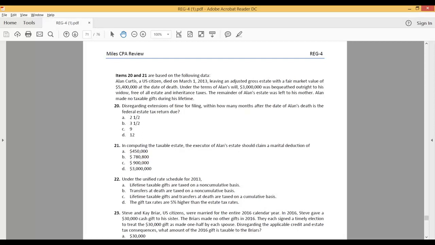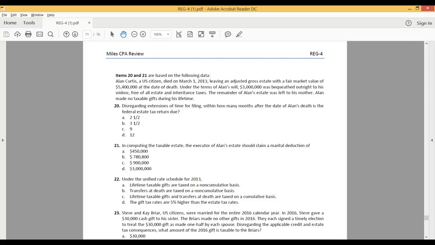Alan Curtis, a US citizen, died on March 1st, 2013, leaving an adjusted gross estate with a fair market value of $5.4 million at the date of death. Under the terms of Alan's will, $3 million was bequeathed outright to his widow, free of all estate and inheritance taxes. The remainder of Alan's estate was left to his mother. Alan made no taxable gifts during his lifetime. Disregarding the extension of time for filing, within how many months after the date of Alan's death is the federal estate tax return due? When is it due?